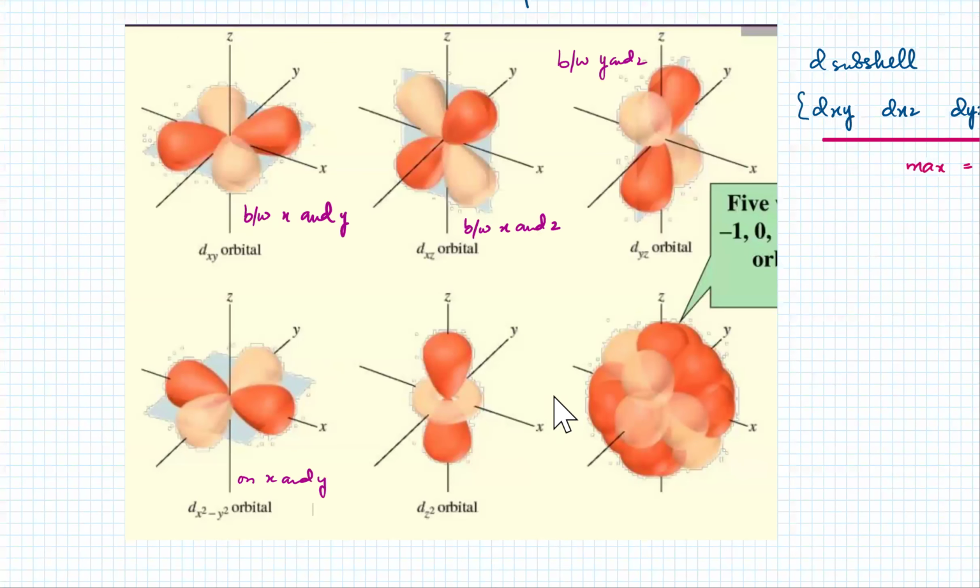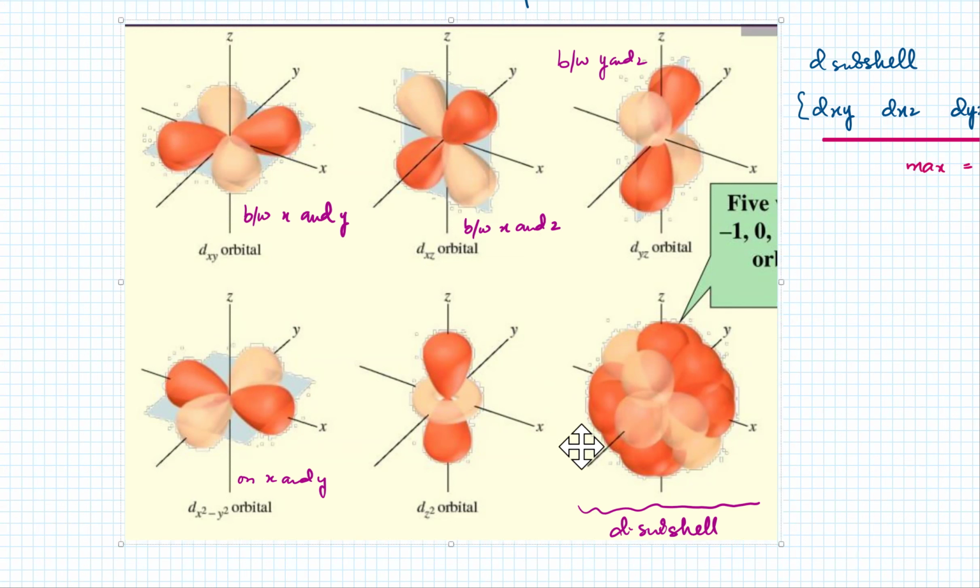Now, this is the combined d subshell. This is your entire d subshell. You put all of them together, you get this thing. That's the whole spherical region where the electrons could be found. So the electron could be between the x and y axis. It could be between the x and z axis. The electron could be between the y and z axis. The electron could be on the x and y axis, or the electron could be buzzing in the z axis. So if you have two electrons in each one of them, that means all the spaces around the nucleus are going to be occupied. So it's going to look something like this. Is this clear?